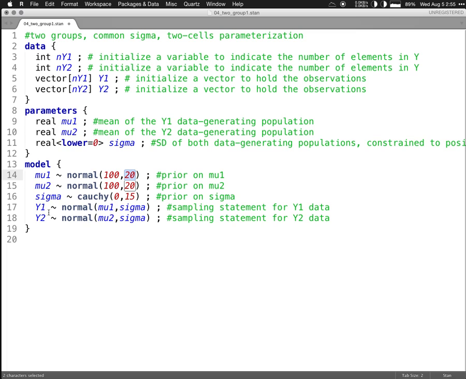Similarly, Y2 is sampled from a normal distribution with the same sigma as Y1, but a different, or possibly different, mu. But the belief we have about mu, without seeing any Y2 data, is exactly what we established on mu1 without seeing any Y1 data. So we start out believing that these two groups were sampled from populations that had the exact same value for where their mean is.